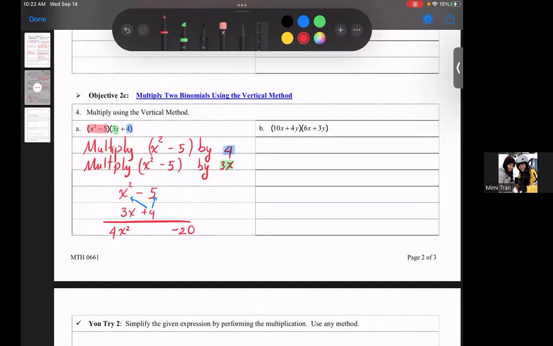Now, the next one, I'm going to take 3x, same thing, 3x times x squared minus 5. So 3x times x squared. What is that? Yeah, 3x to the third power. And then 3x times negative 5. Yeah, thank you. Negative 15x. You see why I leave a little space? And now you add.